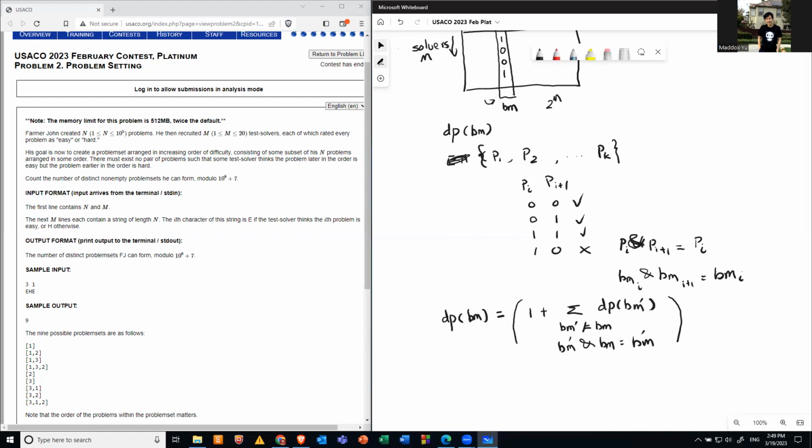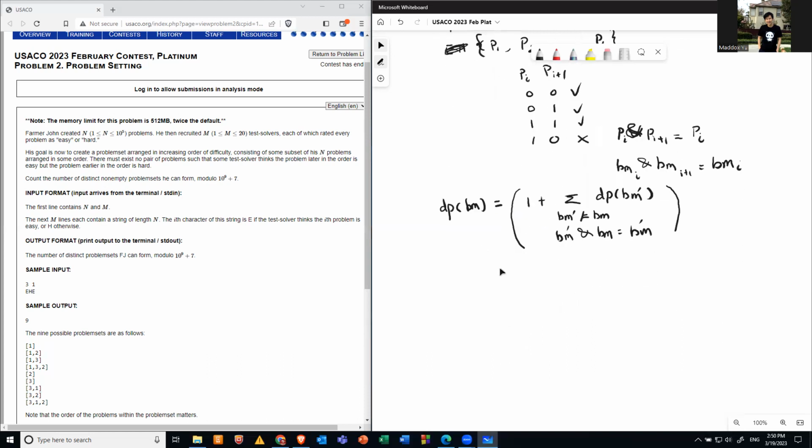Then for the ones that are BM, you could have multiple of these. So let's say the number of problems with this BM, let's call it count of BM. That can be easily calculated as a frequency. Then how many different combinations can you have? You have to do a combination.